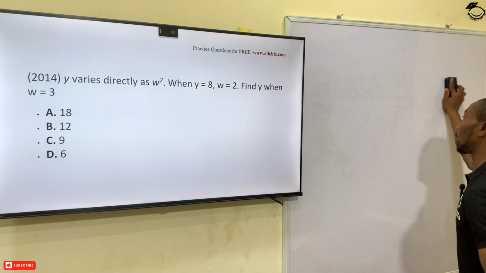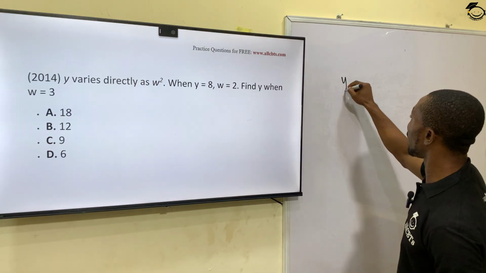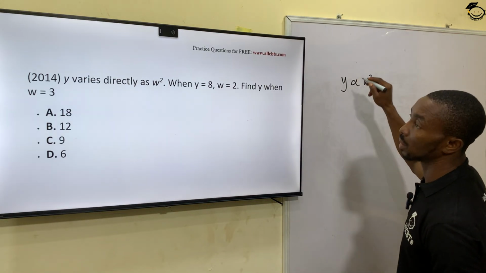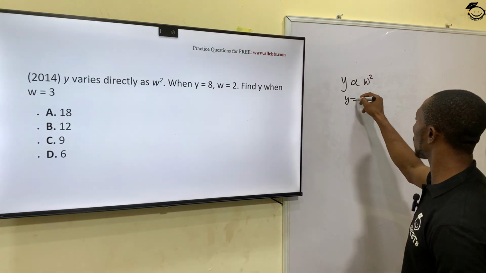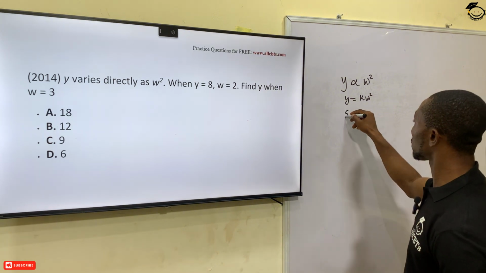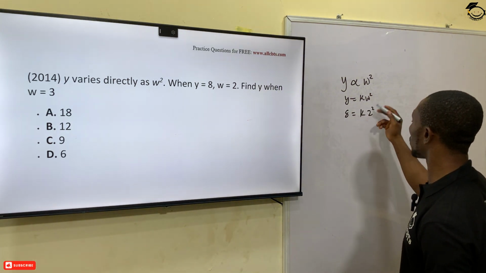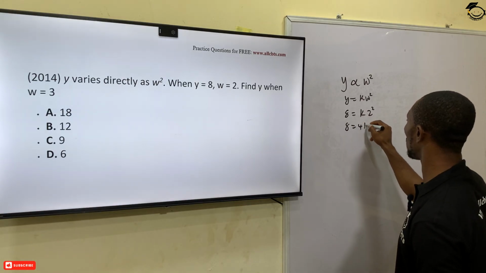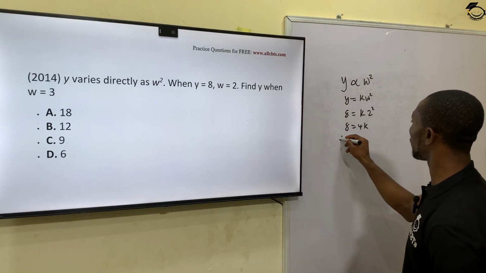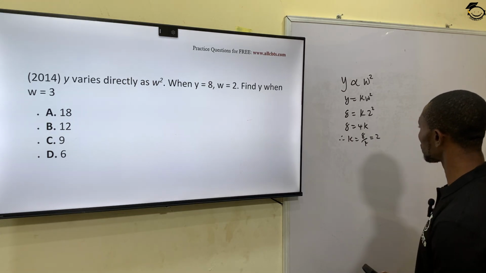Y varies directly as W squared. So Y equals KW squared. Now, when Y is 8, 8 equals K times 2 squared, and 2 squared is 4, so 8 equals 4K. Therefore, K equals 8 over 4, which gives us 2.